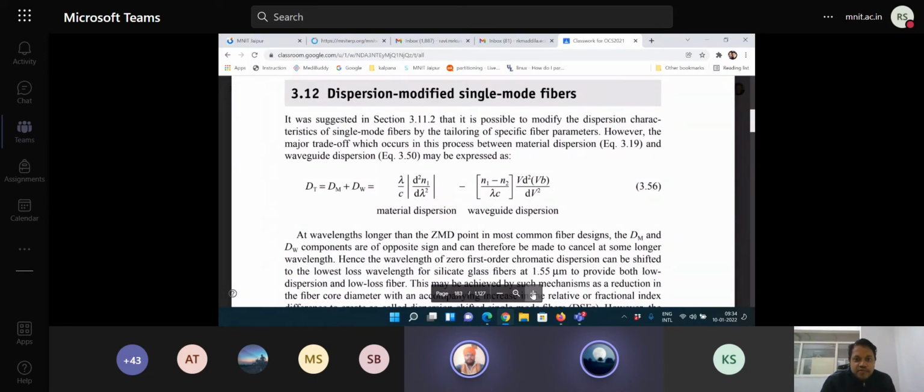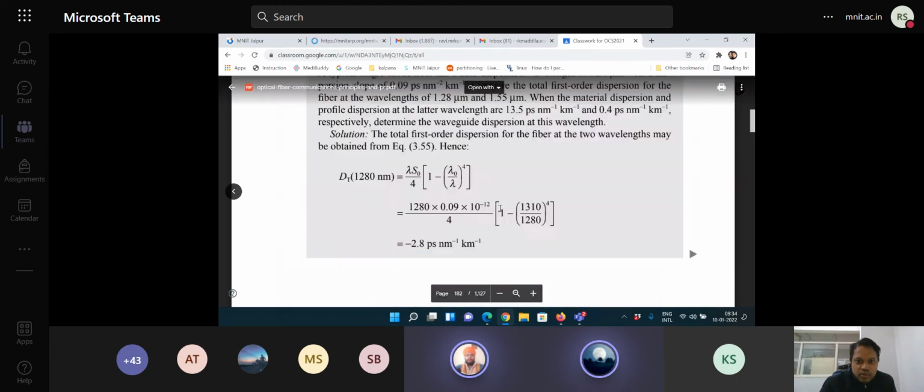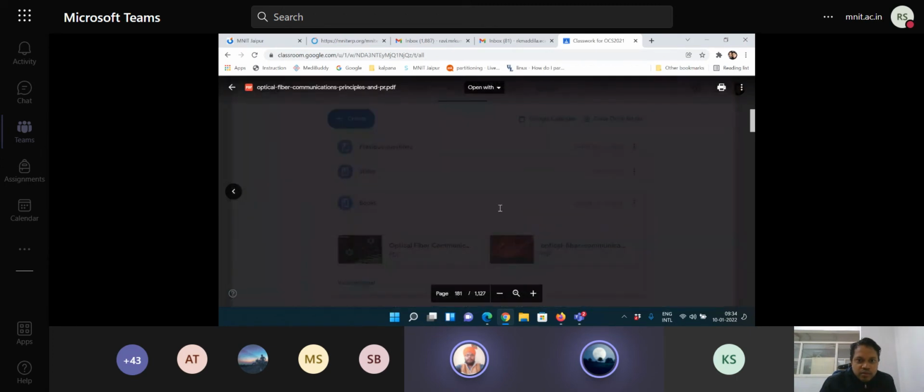So in optical fibers, we have material dispersion and waveguide dispersion. Material dispersion is something which is anyway unavoidable. The total dispersion that we get is actually a difference that you get from the material dispersion and waveguide dispersion. So based on this difference, there is a point in the dispersion line.